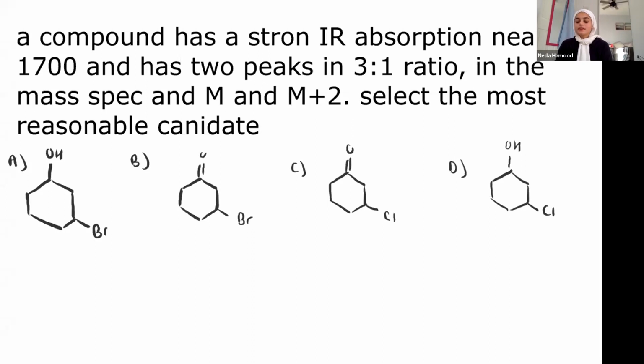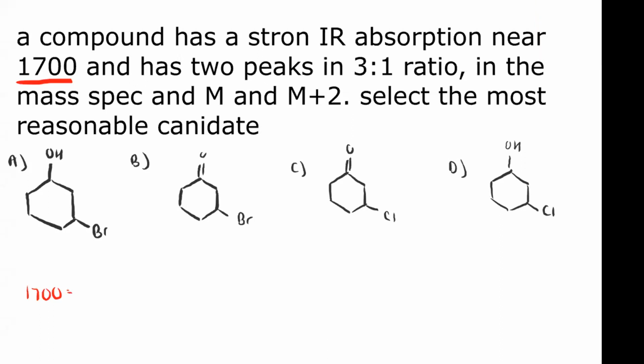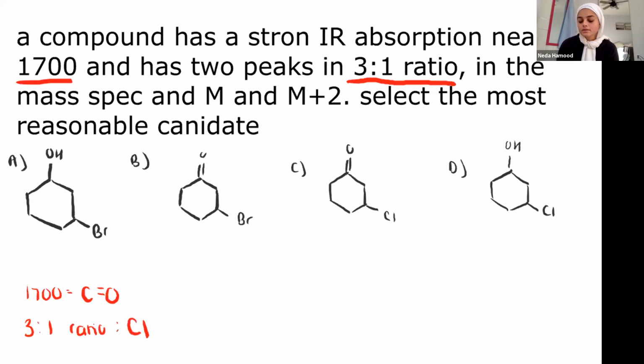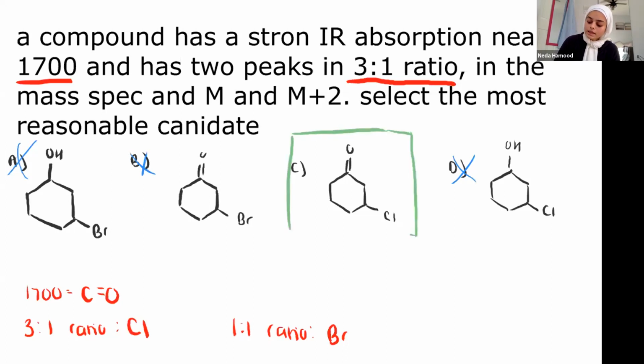Okay, so breaking this down, what does this 1700 peak mean? That is like a ketone. A ketone, so what is a ketone made up of? A carbon, oxygen double bond. Yep, awesome. So it's going to be C double bond O. And then we have a 3-to-1 ratio. What does that mean? Chlorine. What would it be if it was bromine? 1-to-1. Yep. A 1-to-1 ratio means that it is bromine. So if it's a C double bond O, then we can cross out A and D. And if it is chlorine and not bromine, then our answer is C. Does everybody agree with that?